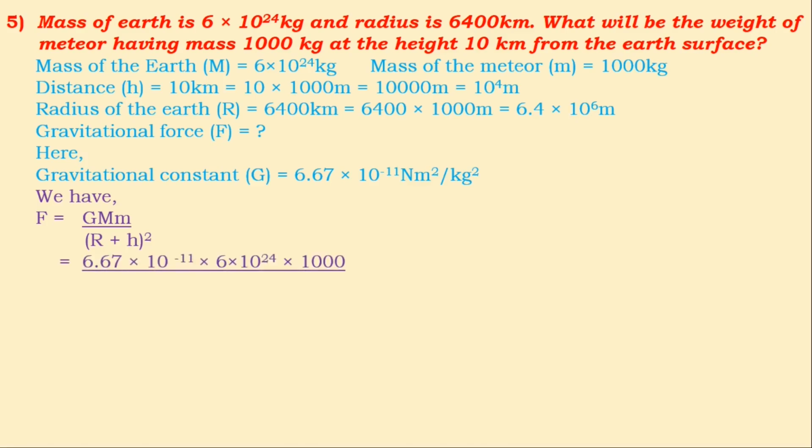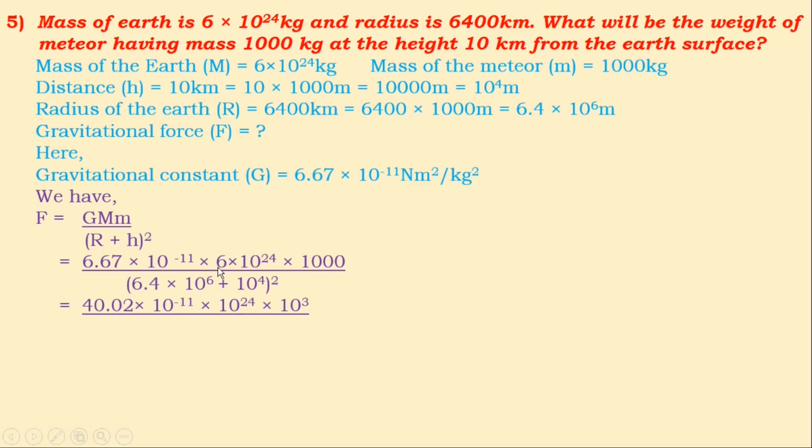So we are writing now value. The value of G is 6.67 into 10 to the power minus 11. Capital M is 6 into 10 to the power 24. And small m is 1000 because 1000 kg is given as the mass of meteor. And capital R is 6.4 into 10 to the power 6. There is another matter also, the height. Height is 10 to the power 4 meter.